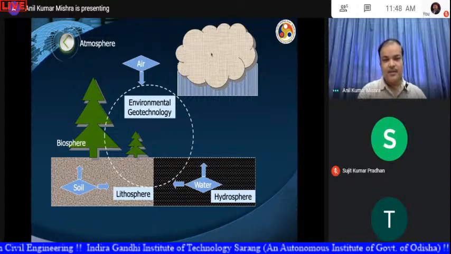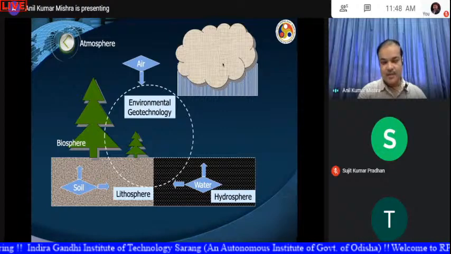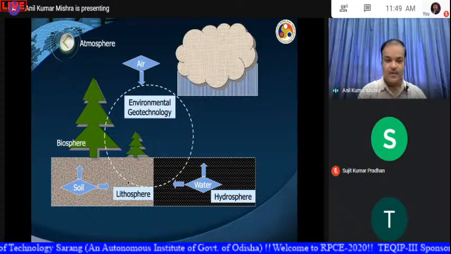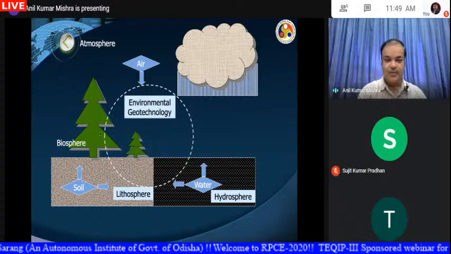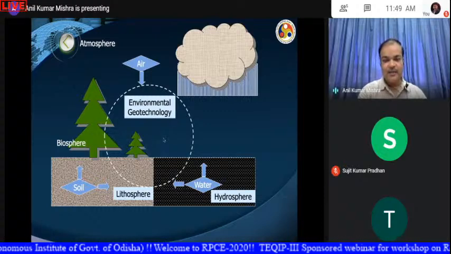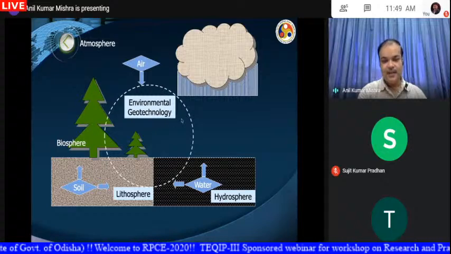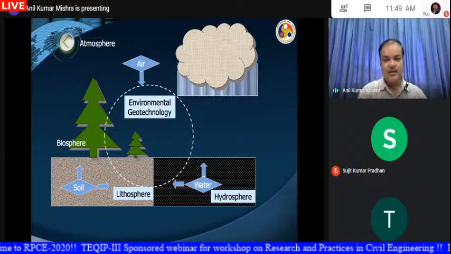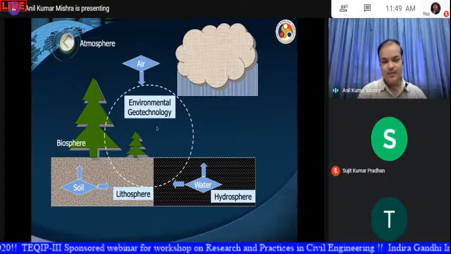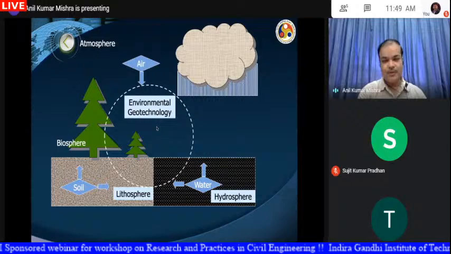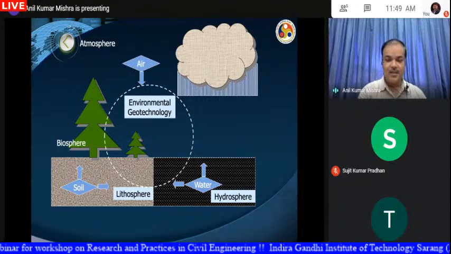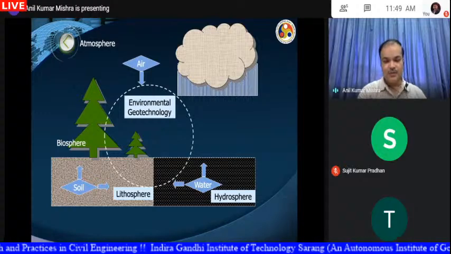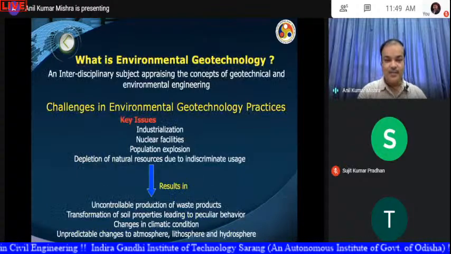Anything which has been contaminated will also affect the other parts. For example, if rainfall occurs and it contains, suppose, acid rain, then our water as well as soil as well as biosphere will get affected. So environmental geotechnology deals with the effect of contaminants on the environment as well as geotechnology. How to solve these problems using environmental engineering and geotechnical engineering is called environmental geotechnology. So what exactly is the need for this?